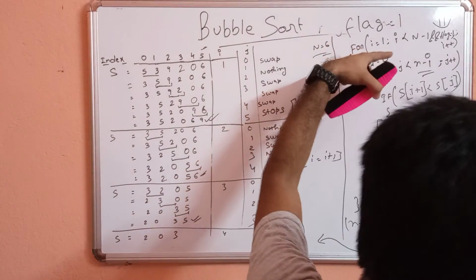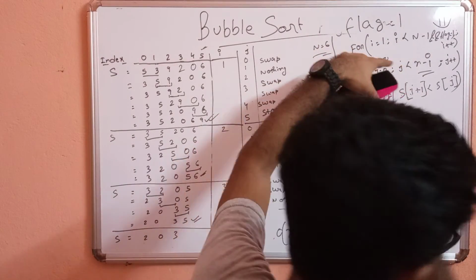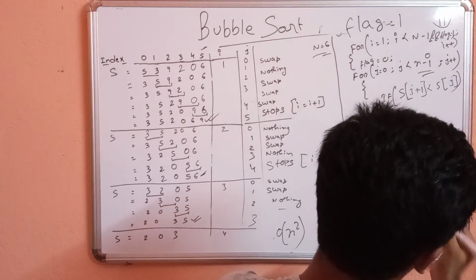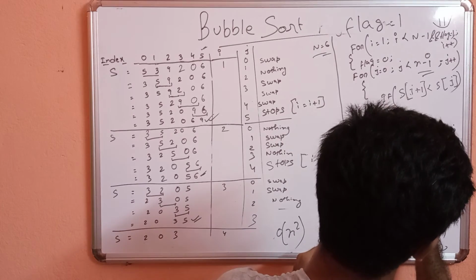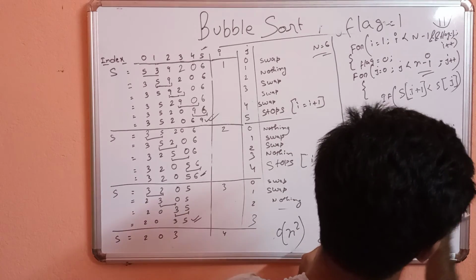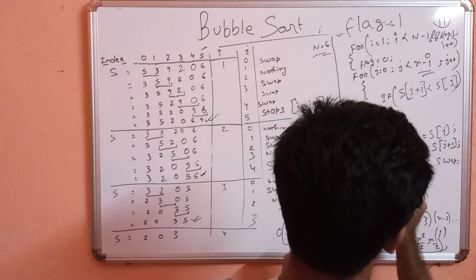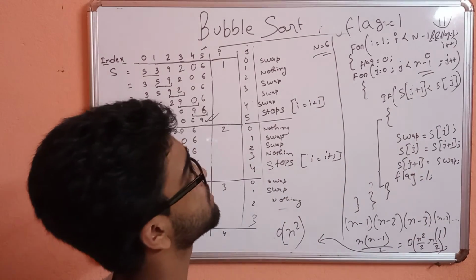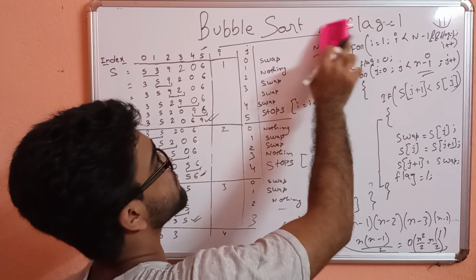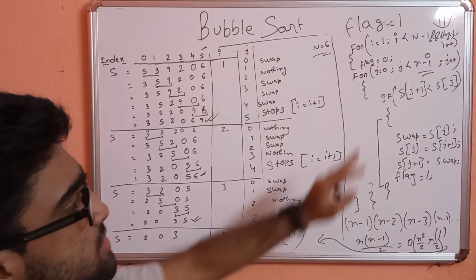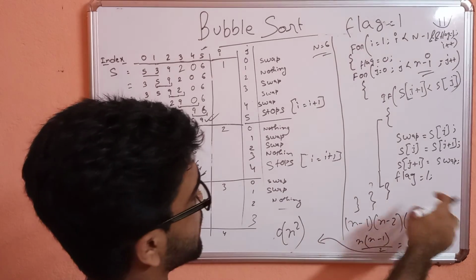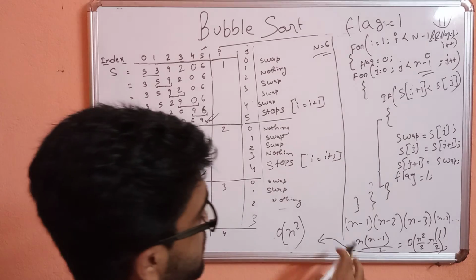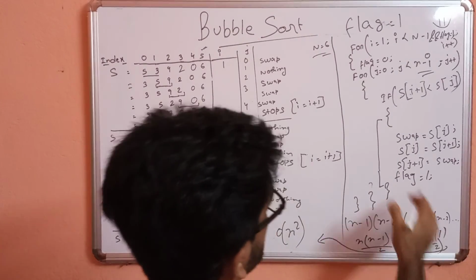Inside the outer loop, not the inner loop, we will do flag equals to 0. Then after doing the swapping, we will do flag equals to 1 and then close it. This is the modified bubble sort technique. In this technique, the number of comparisons will be done till n minus 1 term only. It will not unnecessarily go on till 1 and compare all of these.